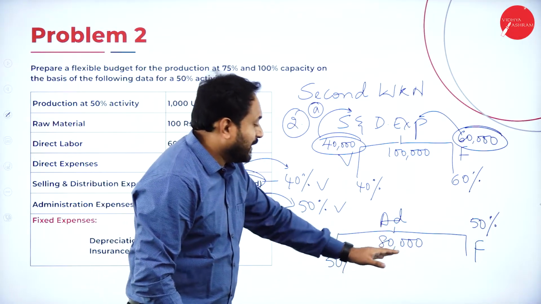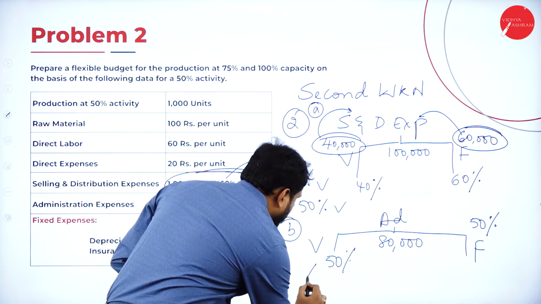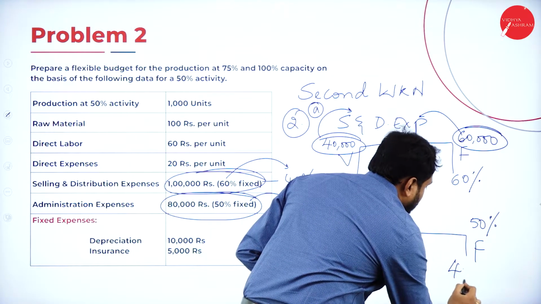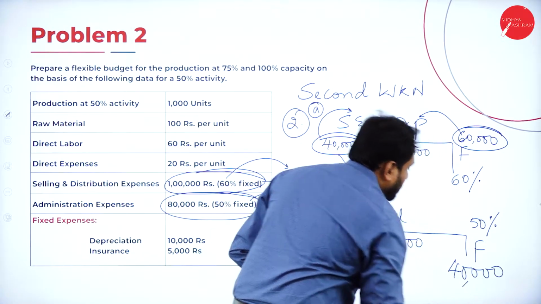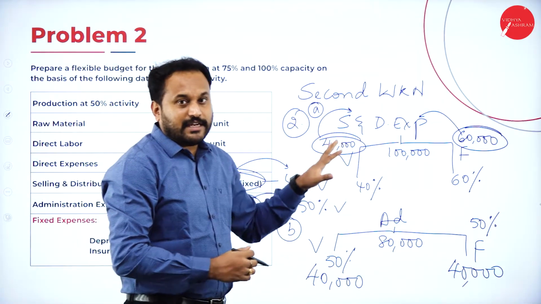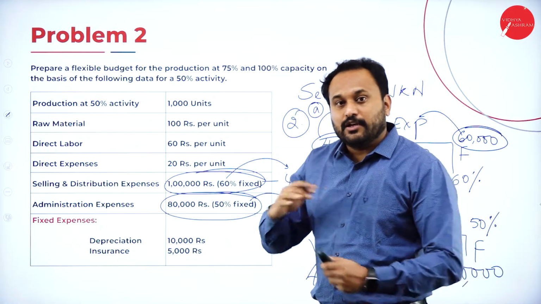That means if you split 80,000 into half and half, it is 40,000 each. So you write here 40,000 and here you write 40,000. So this is our working note. We will not erase this. We will keep it because it's a very, very important working note which we will go with.